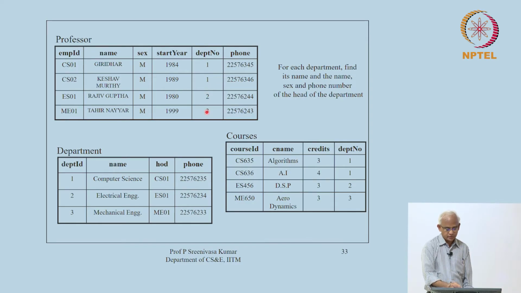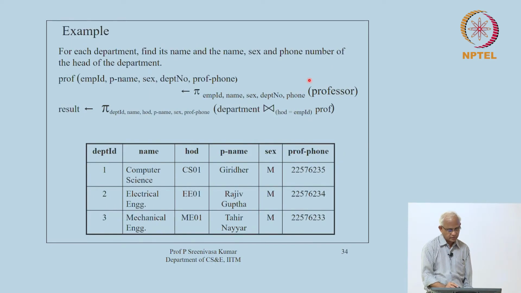And what is the join condition here? The join condition is basically that here department is mentioning the HOD's employee ID. So, this employee ID should match the employee ID of the professor tuple, only then that particular combination gives us the details about a particular department. So, the join condition here is this HOD should be equal to the employee ID, and so with that we will be able to formulate this query. So, we will see how exactly we will do that.